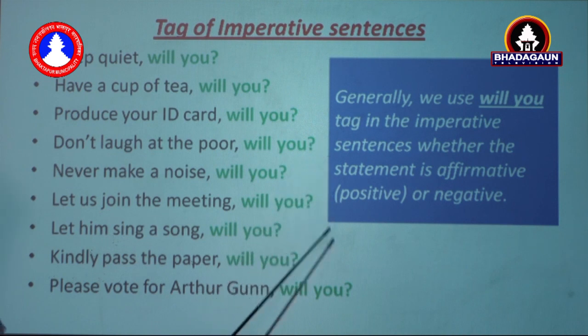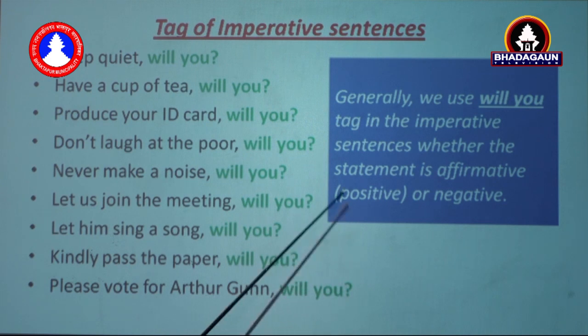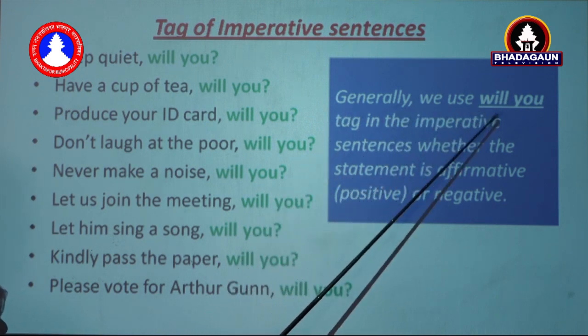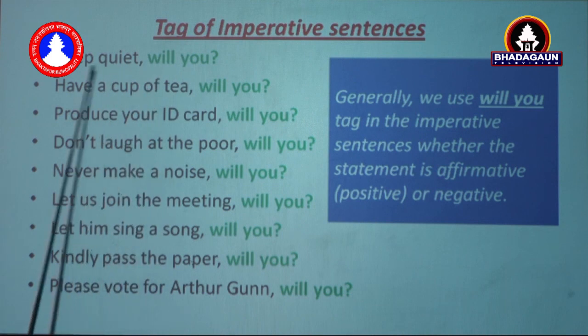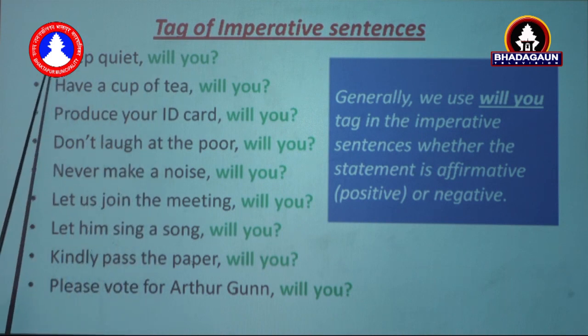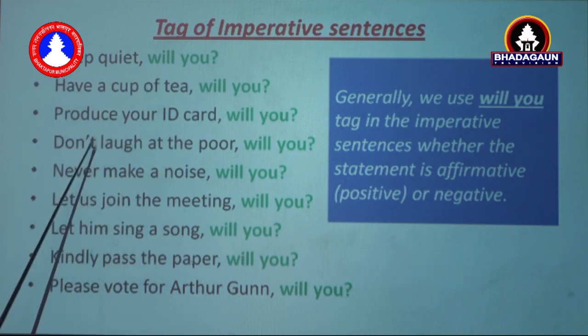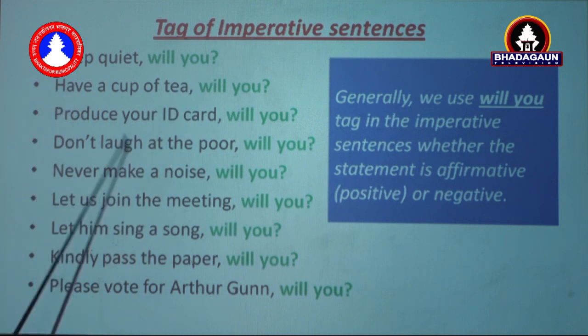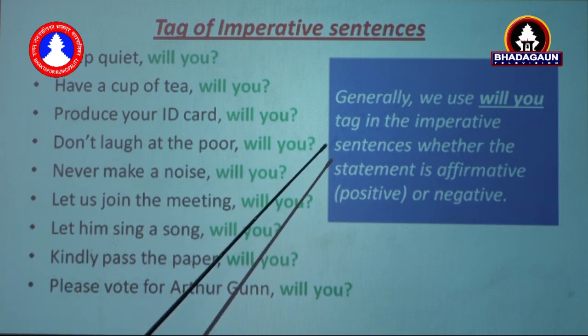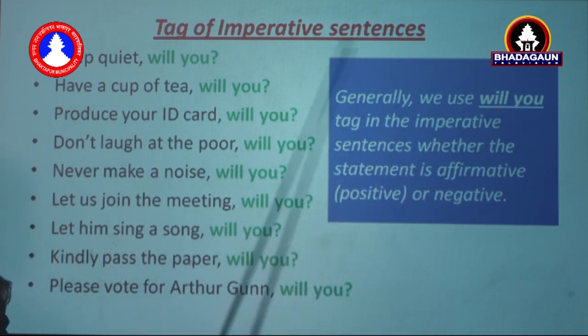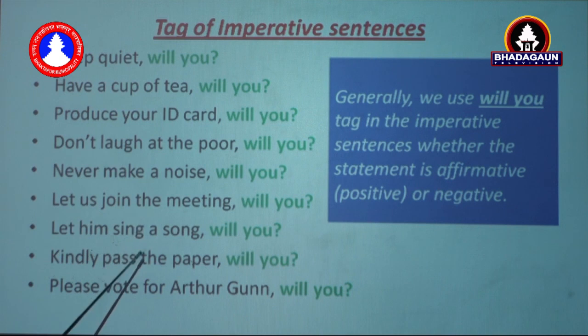Generally, there may be another tag also, but on the basis of our specification grid and our level, we generally use the "will you" tag. All of these are imperative sentences. There is no subject in the beginning, that's why they are called imperative sentences. They are used for giving orders, advice, suggestions, etc. So only one tag is used, that is "will you". In each and every sentence, only one tag is used, that is "will you".